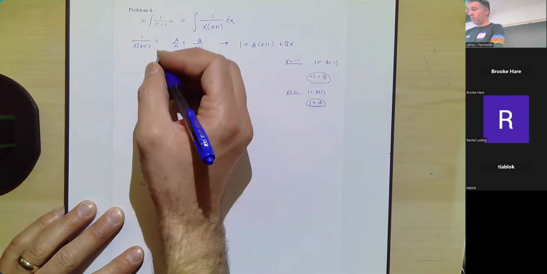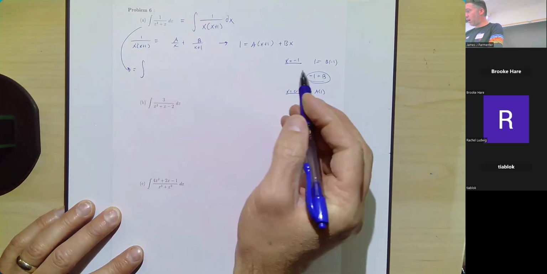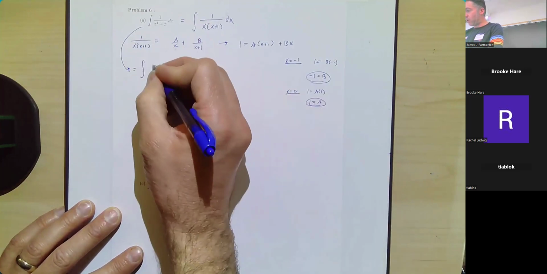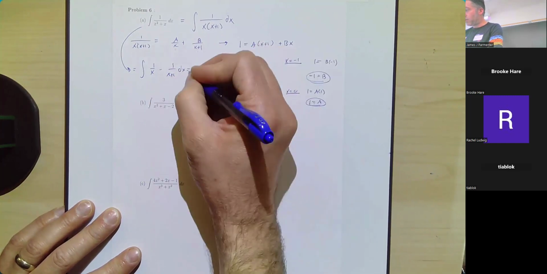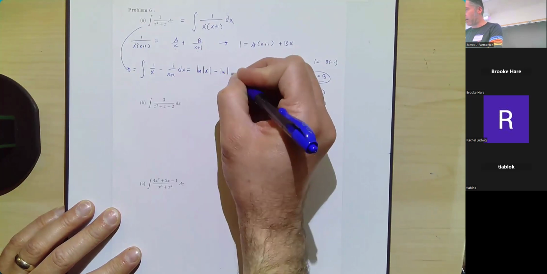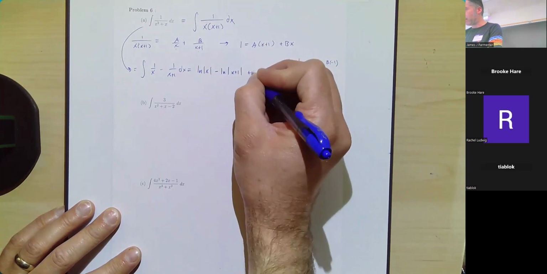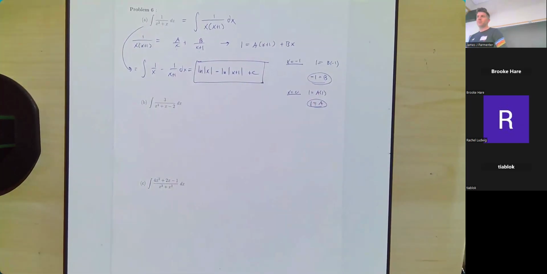Plug back in. So now we're integrating a over x, so 1 over x minus 1 over x plus 1. This is going to equal the natural log of the absolute value of x minus the natural log of the absolute value of x plus 1 plus c. Cool.